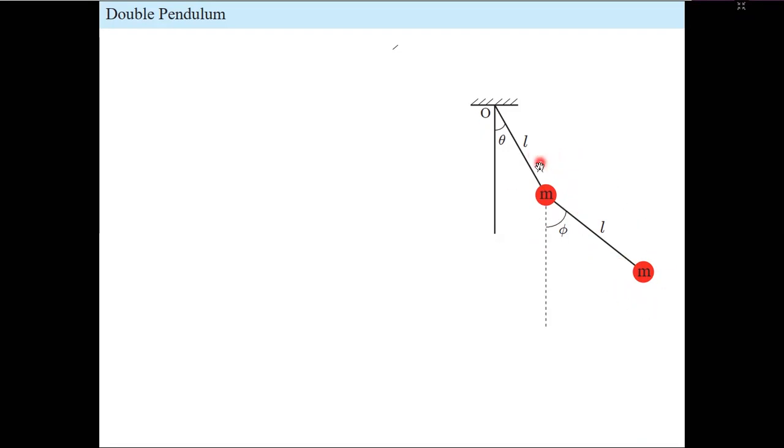And before finding the coordinates, we need to fix the reference directions. So let's consider this upward direction is the positive y, and this direction is the positive x, and O is the origin. Fine. Now we focus on this first bob. So this is the x coordinate for the first bob, which is L sin theta, and y1 is the y coordinate for the first bob, and this y1 height is L cos theta, and I put a negative sign here just to make sure we are in the negative y direction.